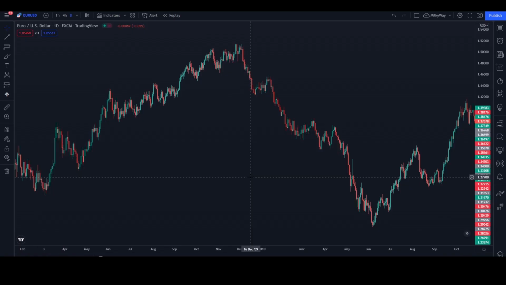All right, guys, so here we are on EUR/USD on the daily time frame. We'll go ahead and add the stochastic oscillator.